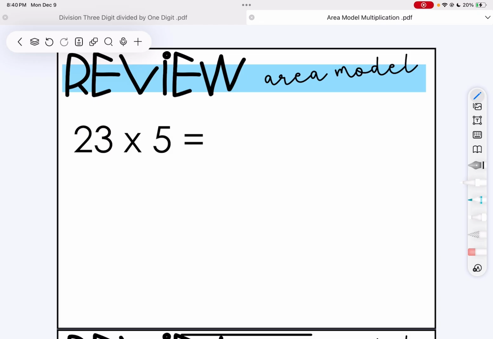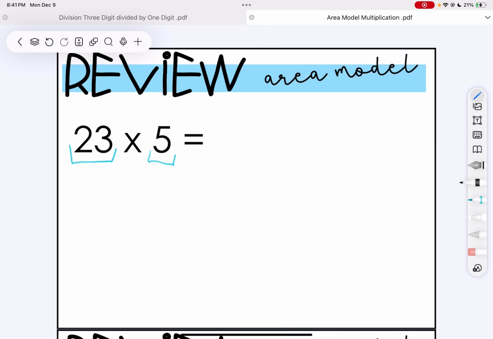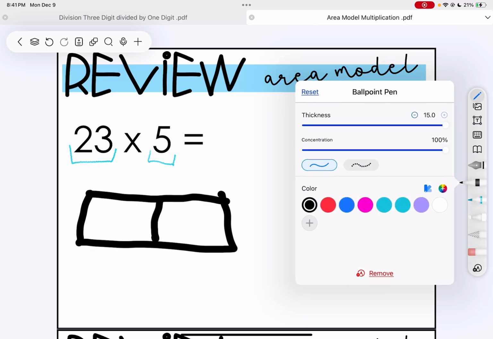So we would call this type of area model a 2 by 1 because when you multiply 23 times 5, 23 has 2 digits and 5 only has 1. So when we go to set up this area model, we would say we need a 2 by 1 area model, meaning that we need an area model that is 2 boxes wide and only 1 box tall.